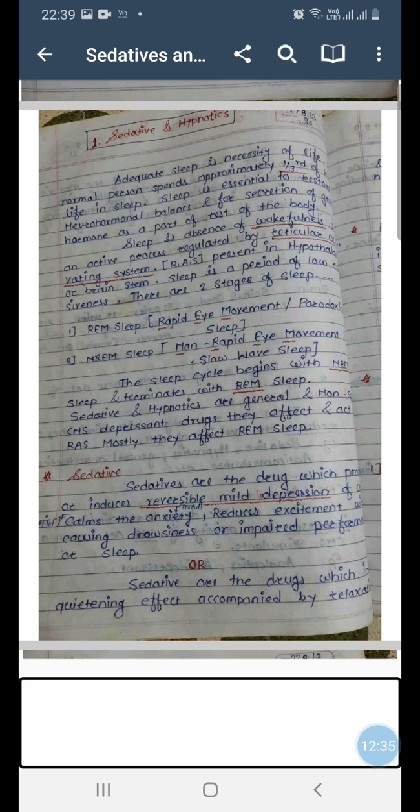Now the definition of sedatives. Sedatives are the drugs which produce or induce reversible mild depression of CNS, calm the anxiety, and reduce excitement without causing drowsiness or impaired performance or sleep.